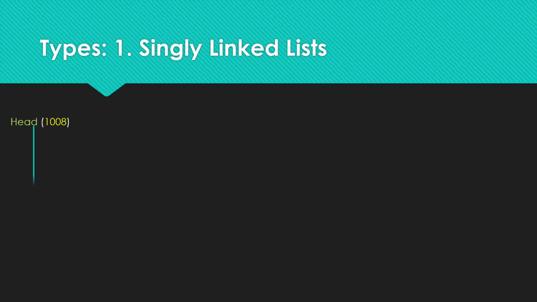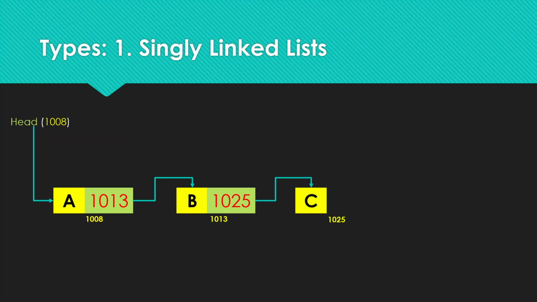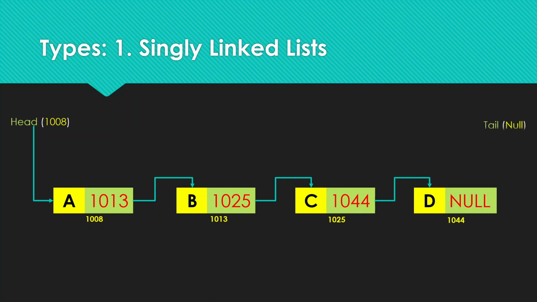The very first one is what we've been looking at. It's called the singly linked list. A singly linked list has nodes that are pointing to the next node, just like what you're seeing in this particular visualization. And the very last node will always point to a null. So this is an example of a singly linked list.